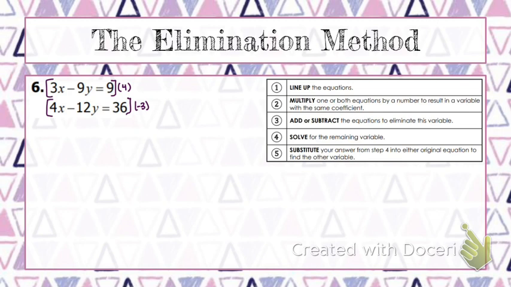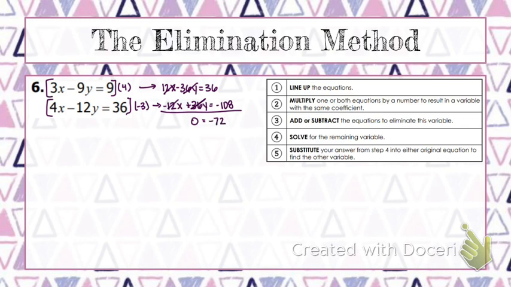And as we distribute those, we get 12x minus 36y equals 36. And we get negative 12x plus 36y equals negative 108. So we're going to add these together. 12x plus negative 12x is 0. Negative 36y plus 36y is 0. So 0 plus 0 is just 0. When there's nothing to put over there, we're going to just put a 0. And 36 minus 108 is negative 72.